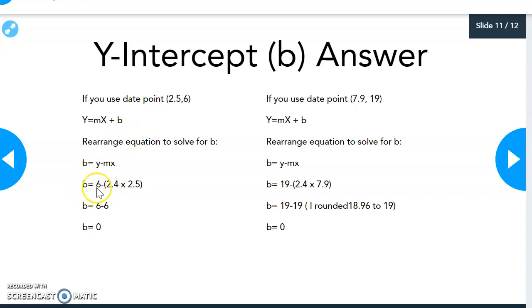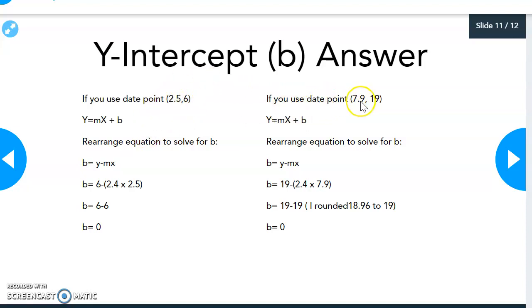From here, we're just plugging in our numbers. We have y is 6. Our slope we just said is 2.4, and that's multiplied by x, which is 2.5. When we calculate that out, we get b is equal to 0. So our y-intercept is equal to 0. Now you can use either data point that the line passes through, right? That 2.5, 6, or 7.9, 19.